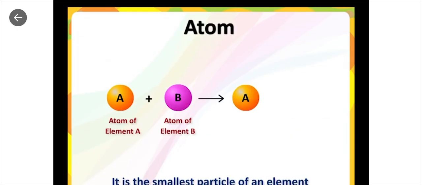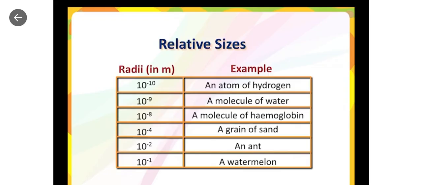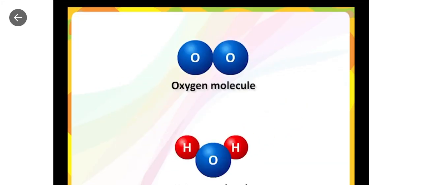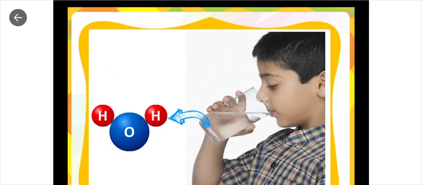An atom is the smallest particle of an element that takes part in a chemical reaction. In this table, you can observe the relative sizes of various atoms. This data clearly explains that a hydrogen atom is the smallest atom. The atoms of the same element or different elements can join together to form molecules, which in turn form the objects around us.